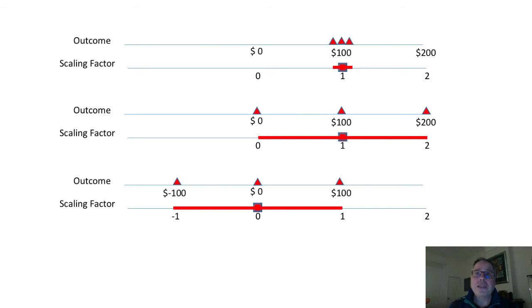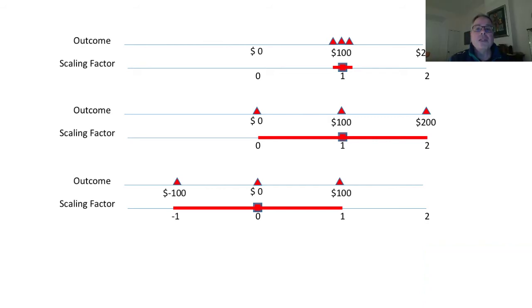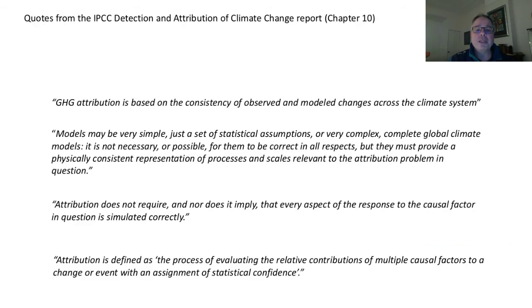So these examples indicate that the average and the range of scaling factors is an important factor in determining whether your models are producing accurate results. So on to the IPCC attribution itself. The climate change attribution technique they've developed is called optimal fingerprint analysis, and it's unique to the climate sciences. I've never seen it used elsewhere. It does not follow the scientific method, which is the basis for most scientific progress. I'll tell you more about that later.